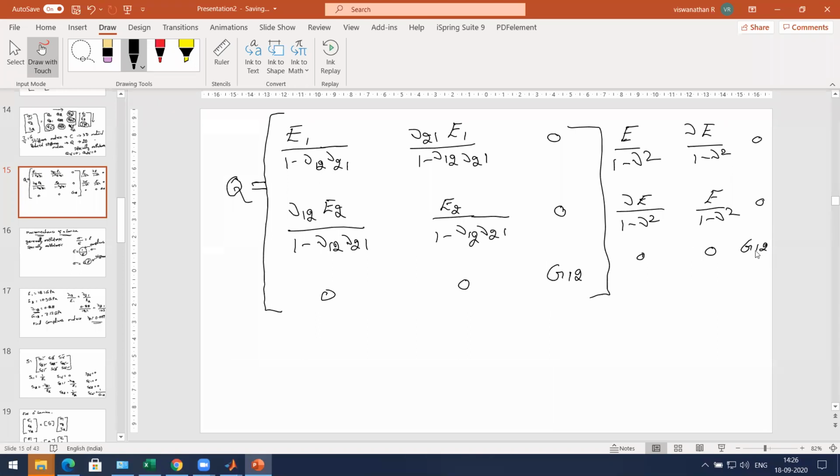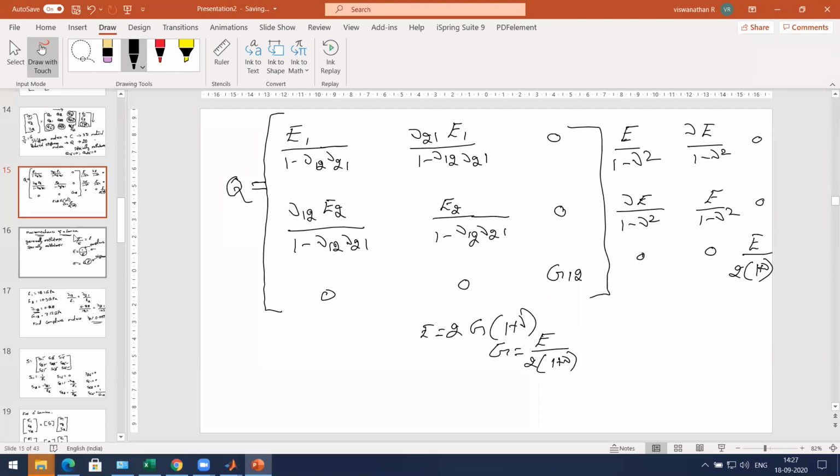G12. Instead of writing G12, I can write G. Since it's an isotropic material, I can use the formula E is equal to 2G into 1 plus nu. So G is equal to E divided by 2 into 1 plus nu. Okay, so I can write here E divided by 2 into 1 plus nu. So why are we doing this?